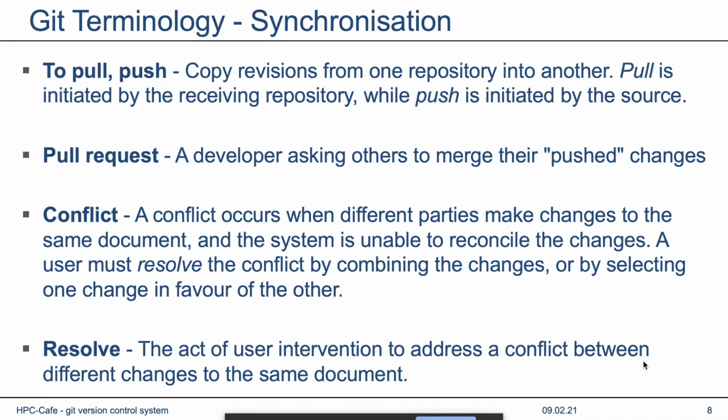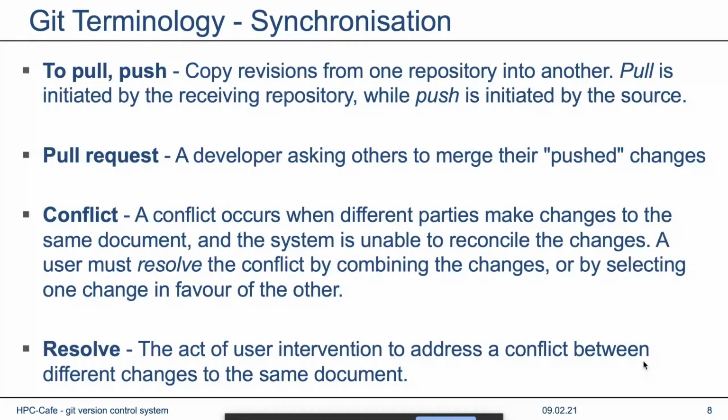Then a conflict occurs when different parties make changes to the same document and the system is unable to reconcile the changes automatically. This is something people often fear a lot, especially beginners. They think that when a conflict occurs, something went wrong or they made a mistake. That's actually not true. To have a conflict is really something common. It's part of the workflow. It happens. With a distributed version control system, you cannot, in general, prevent conflicts, especially if you have a lot of developers. And the problem with a conflict is you must resolve it by hand.